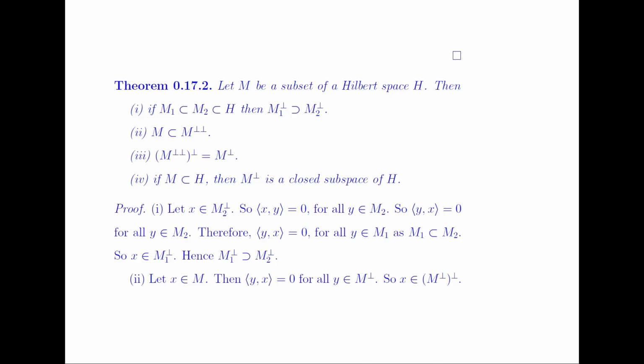So let M be a subset of a Hilbert space H. Then if M1 is a subset of M2 is a subset of H, then M1 perpendicular, the orthogonal complement of M1, is a superset of the orthogonal complement of M2. In the second part we have M is a subset of its orthogonal complement's orthogonal complement. In the third, the triple orthogonal complement is again equal to the orthogonal complement of M. And the fourth part, if M is a subset of H, then the orthogonal complement of M is a closed subspace of H. Now we first of all discuss the first part.